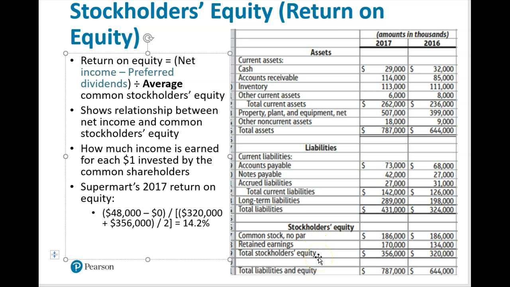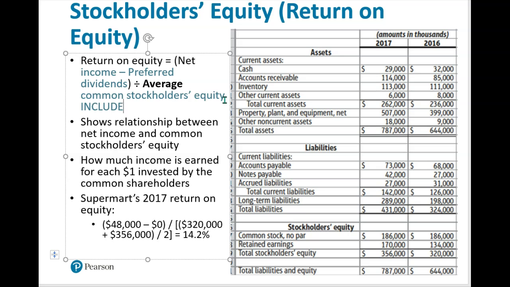There are a lot of different ways that you can measure valuation of a company, and this stockholders' equity is not in here at market value, it's in there at cost. So there are different caveats. How much income is earned for each dollar invested? We don't have any preferred dividends here, so it's 48,000 minus 0 divided by average common stockholders' equity. That would be 320 plus 356. And the thing to remember about common stockholders' equity, I'm going to add a line here, is that it includes retained earnings.